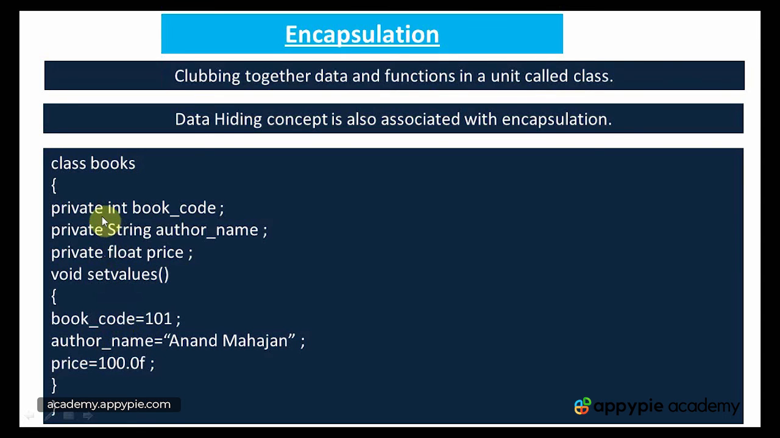Now what I mean to say is, I have used access specifiers. These are called access specifiers: private. Don't worry, we will be discussing this topic of access specifiers in much detail later on. But private means that these members, whatever we have declared as private, can be accessed only and only within the class. They cannot be accessed outside the class. Hence, book code, author name, and price are the member data which no programmer would be able to access outside this class Books. Hence, this is data hiding, right?